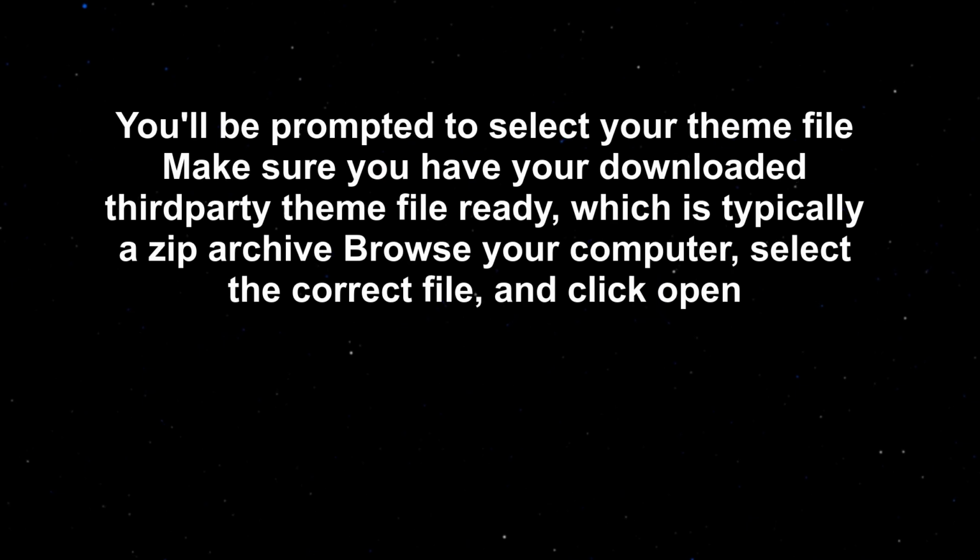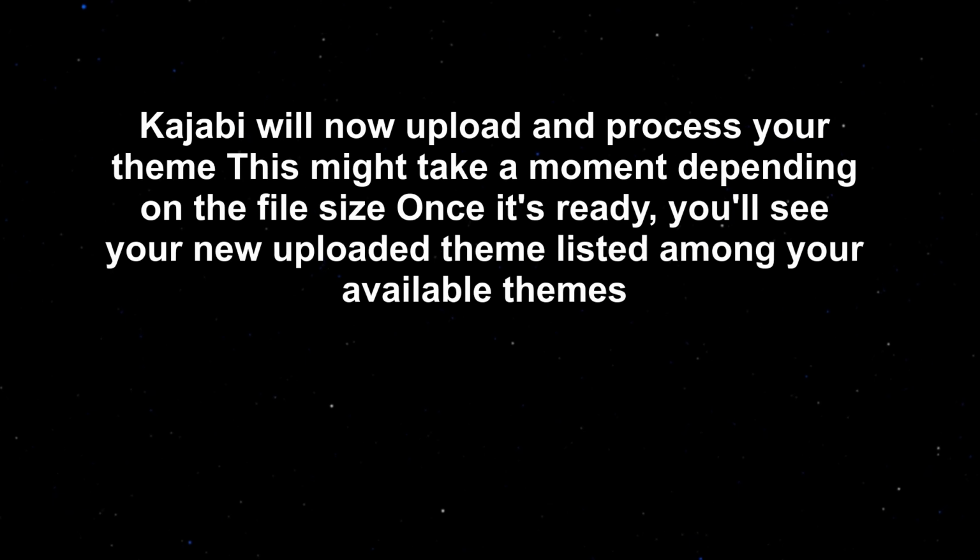You'll be prompted to select your theme file. Make sure you have your downloaded third-party theme file ready, which is typically a zip archive. Browse your computer, select the correct file, and click Open. Kajabi will now upload and process your theme. This might take a moment, depending on the file size. Once it's ready, you'll see your new uploaded theme listed among your available themes.